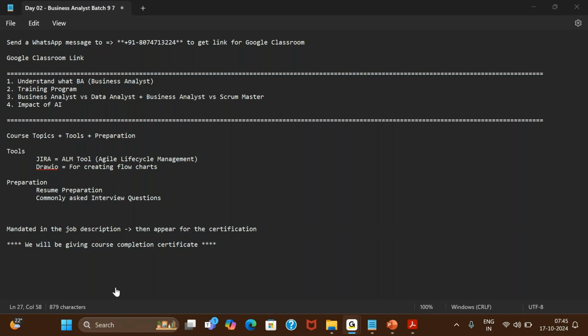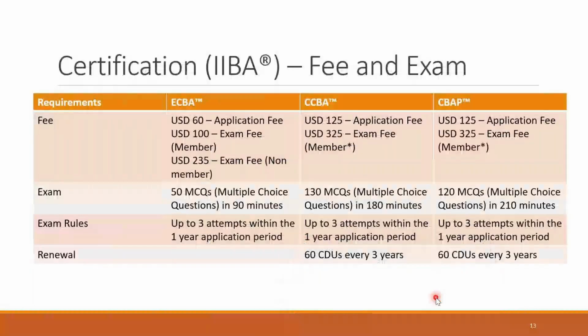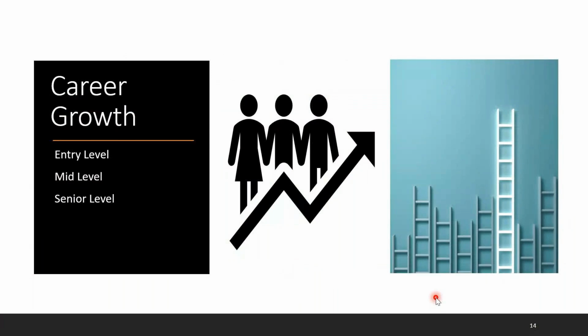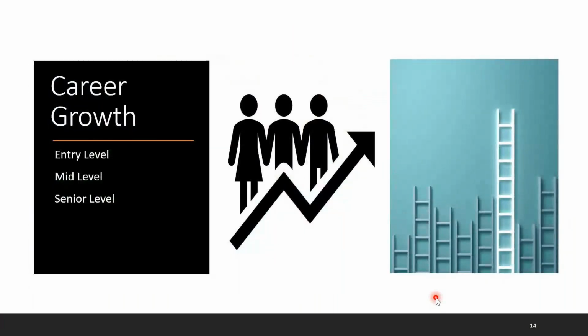Okay, so there's one more topic left, and then we'll meet tomorrow again on some of the key differences between the role of a business analyst versus scrum master, a business analyst versus data analyst, and how artificial intelligence can impact the work of a business analyst.